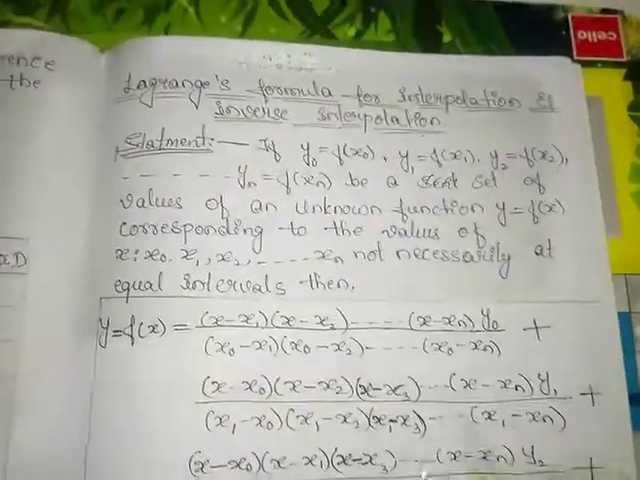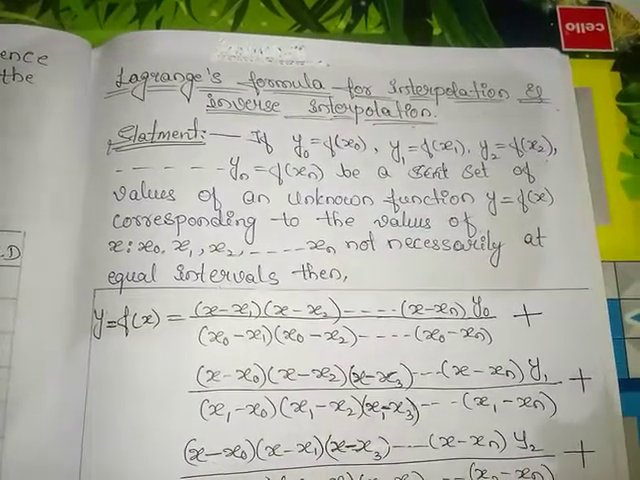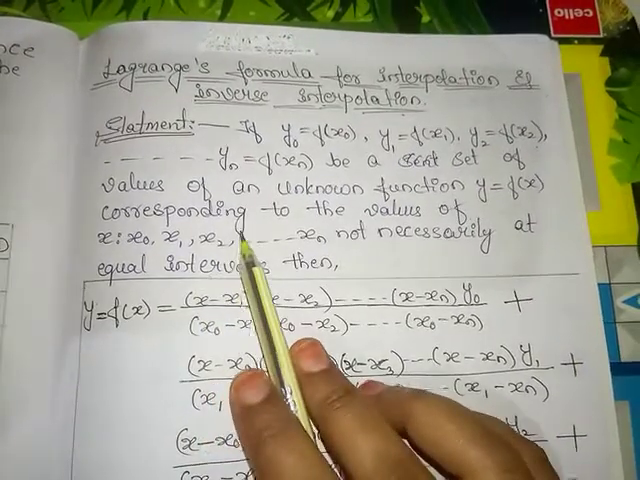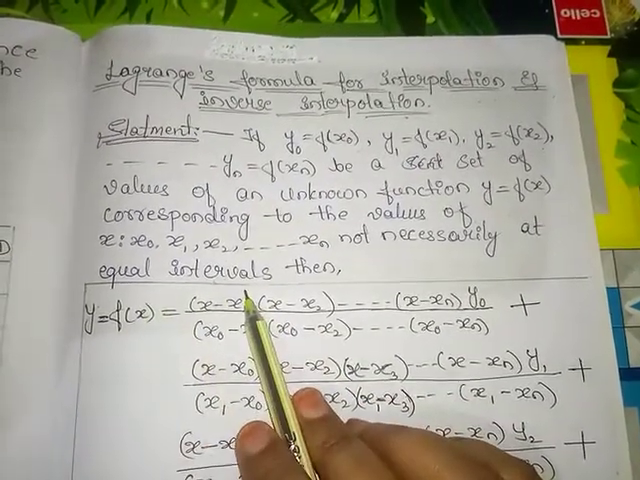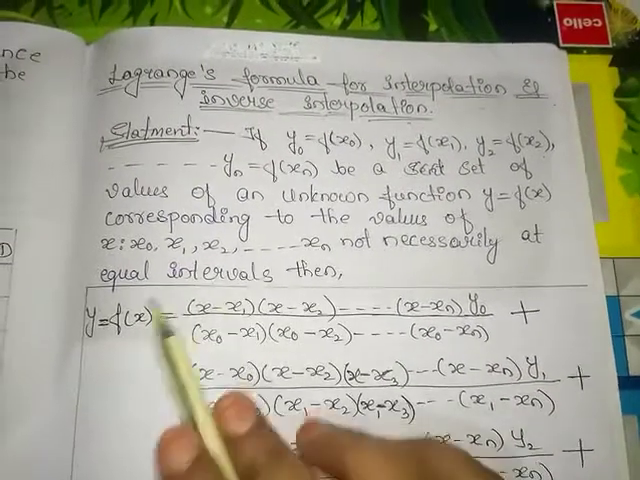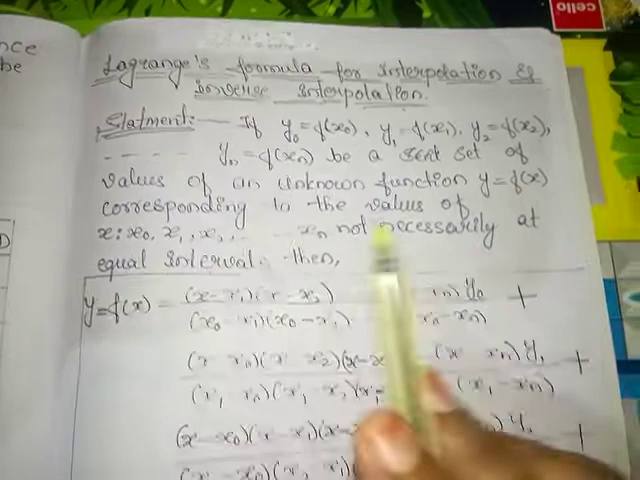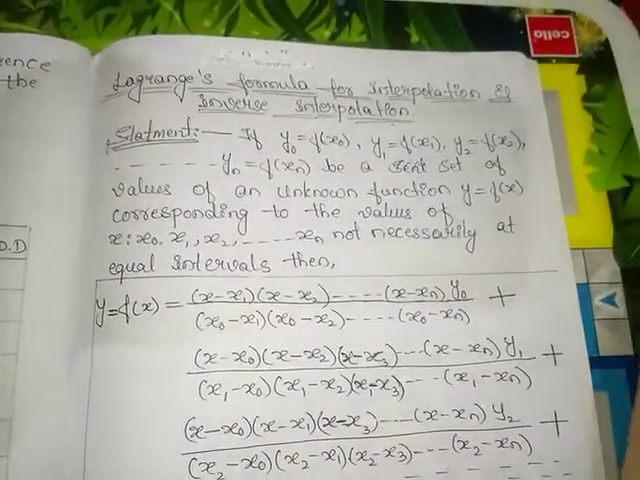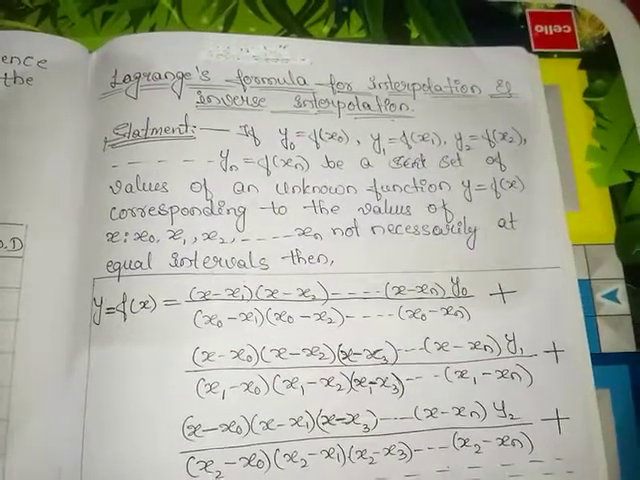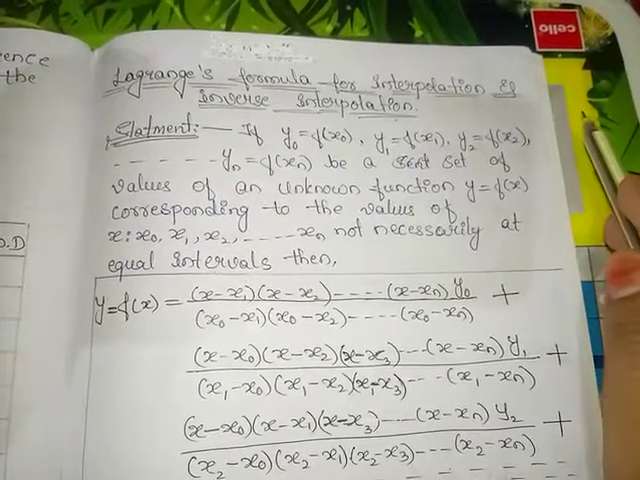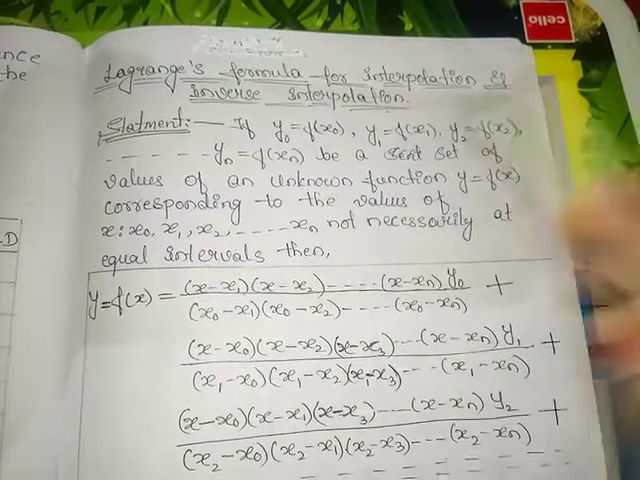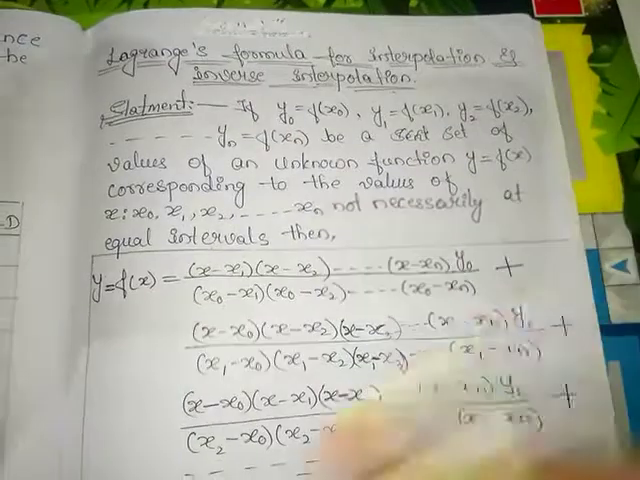Divided difference formula is also applicable when x values do not have equal intervals, and Lagrange's formula is also for unequal intervals. Newton's forward and Newton's backward interpolation formulas are for equal intervals, whereas Newton's divided difference and Lagrange's method are for unequal intervals. You have to remember this.